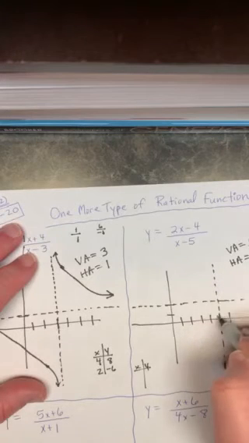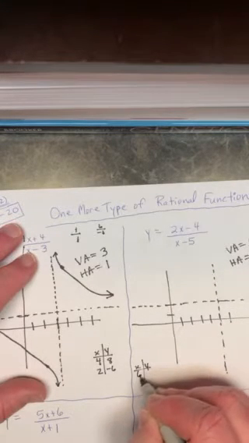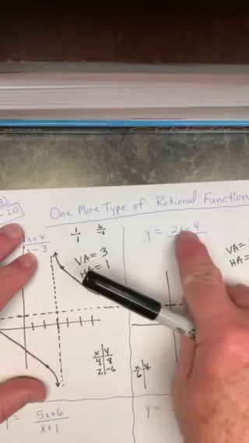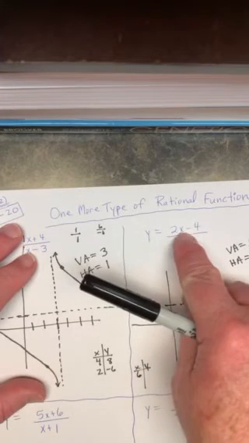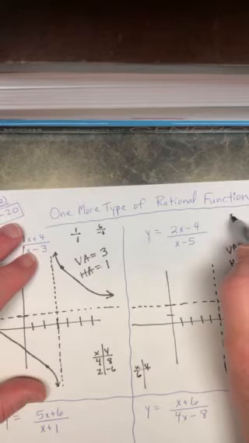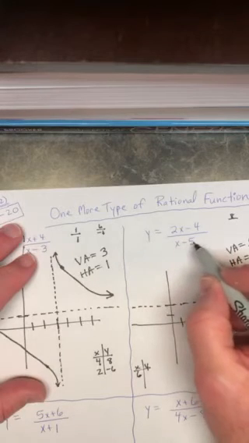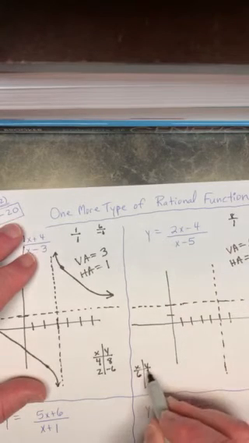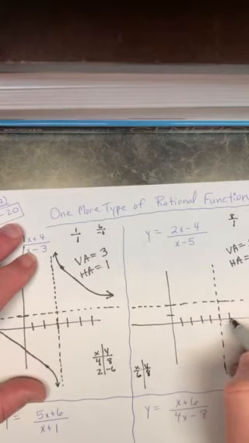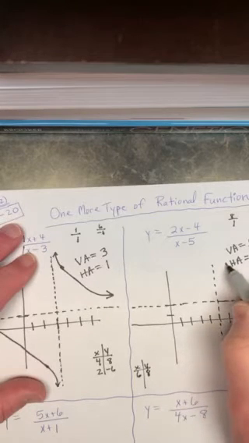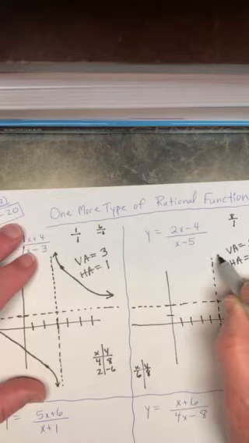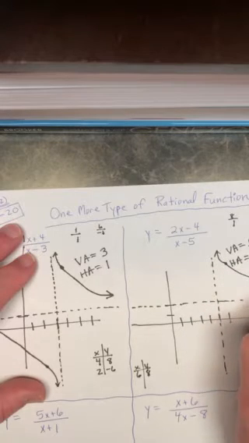Since that's on 5, we of course would pick 6. Plug that into the original problem. 2 times 6 is what? 12 minus 4 gives me 8. 6 minus 5 gives me 1. 8 over 1 would be 8. So write 6 way up here at 8. You would draw a sketch that looks like this.